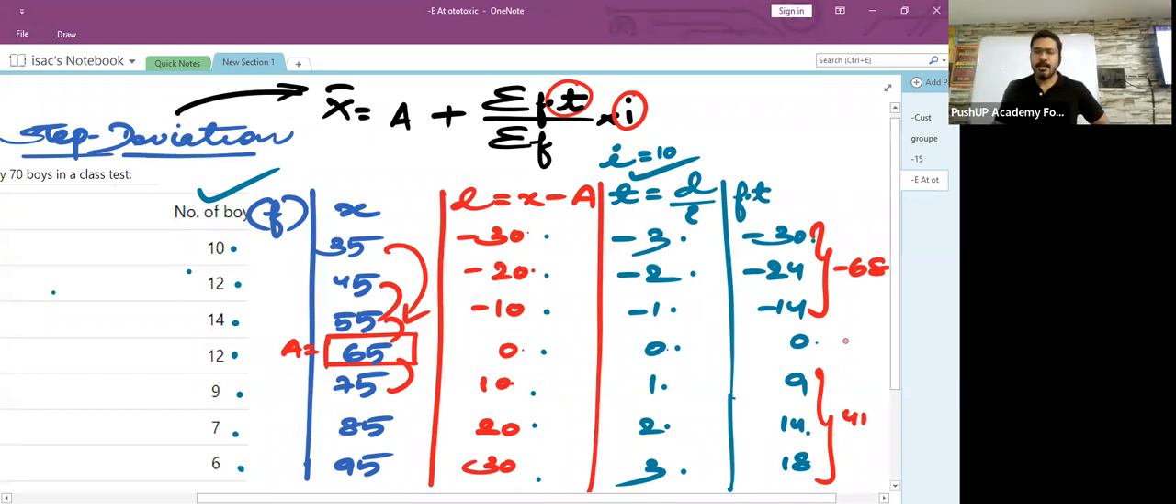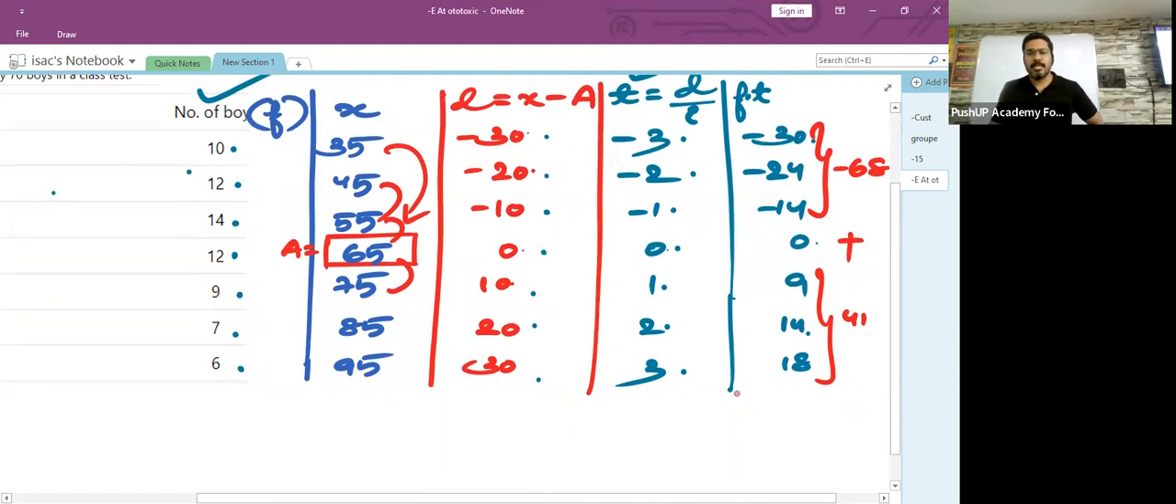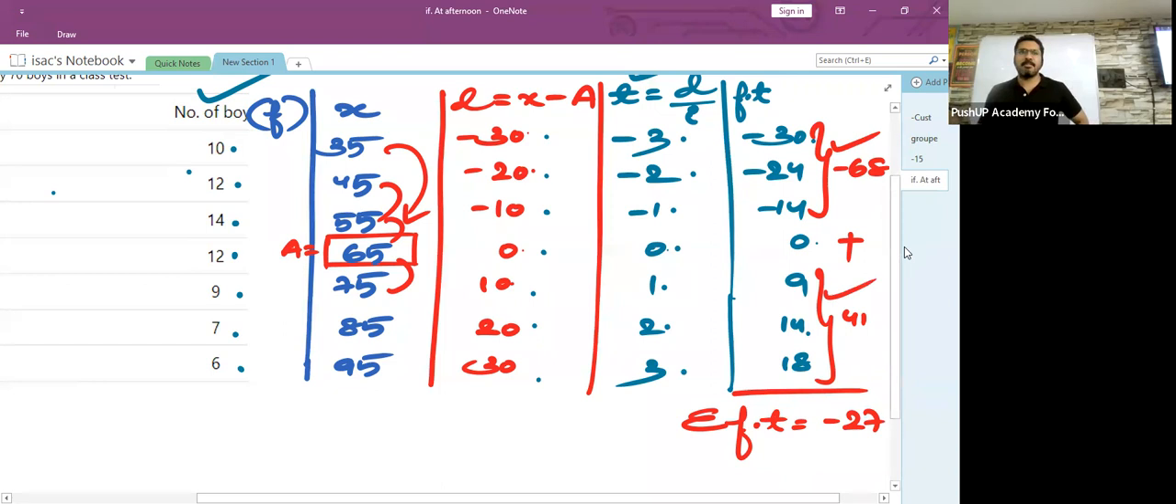Very good. Now children, minus 68 plus 41 is what? Minus 27. Perfect. So children, sigma F into T is equal to minus 27. This is an easy technique, children. Add all the negative numbers first, then add all the positive numbers, then club them together. Okay, sigma FT is done.